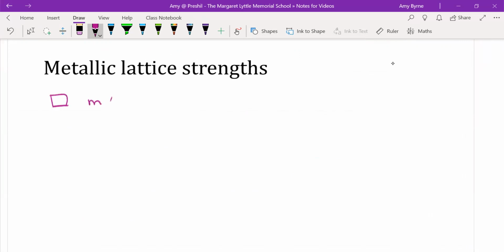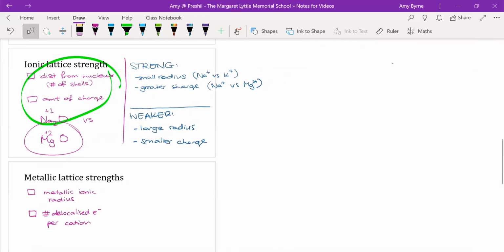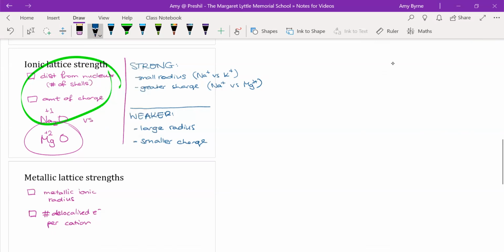So in terms of metallic lattices, there are two things that influence metallic lattice strength. That is the metallic ionic radius and the number of delocalized electrons per cation. So the ionic radius and the amount of charge. That is exactly the same two factors that give me properties of ionic lattices, my apologies.